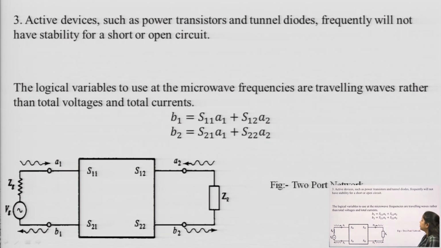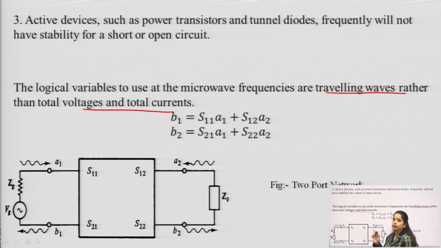The logical variables to use at microwave frequencies are traveling waves rather than the total voltage and total current. So, what are we actually using at microwave frequencies? Traveling waves rather than voltage and current.